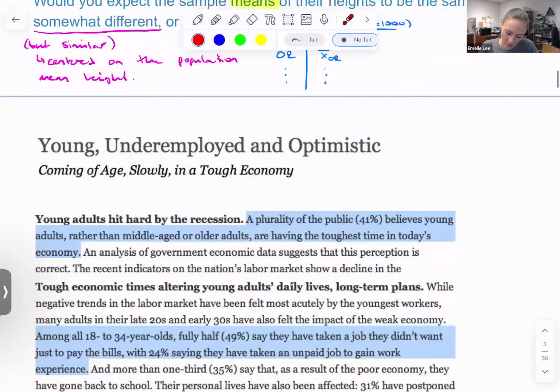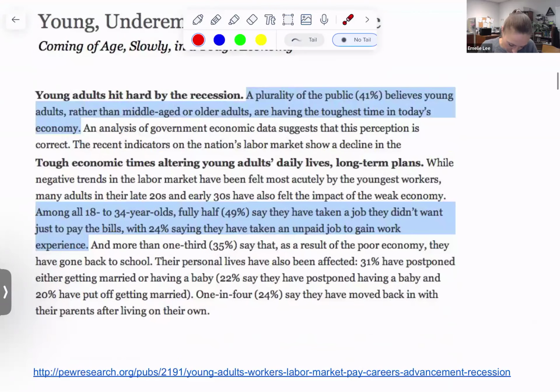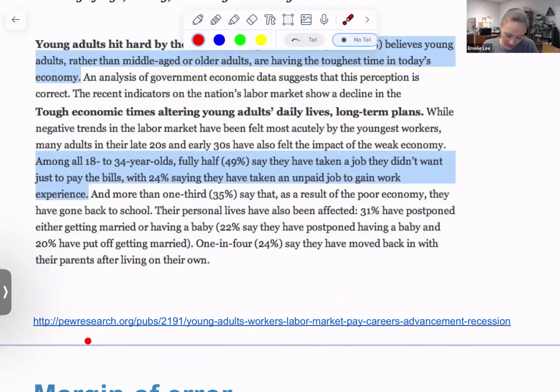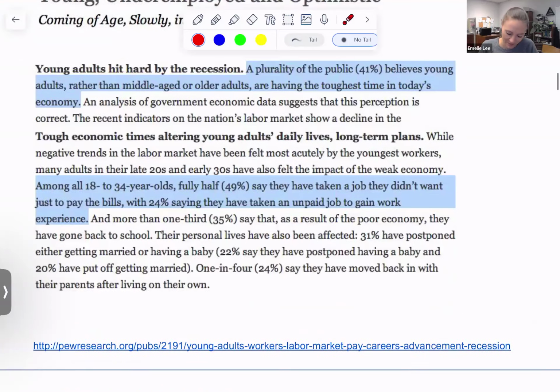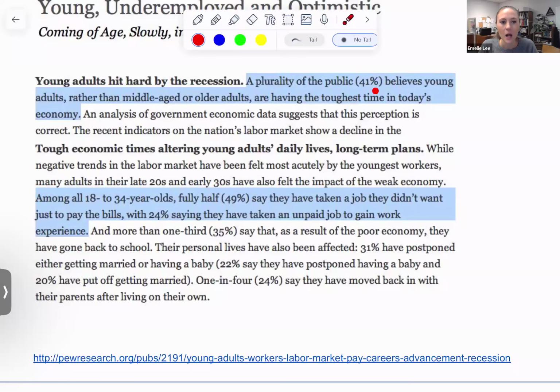Okay, so just reading this article. I'm going to skip some things, but I'll read the highlighted parts. Okay, and so from Pew Research, which I think is really funny because I've got some beef with how they've written this, but that's okay. So a plurality of the public, so 41% of the public, okay?